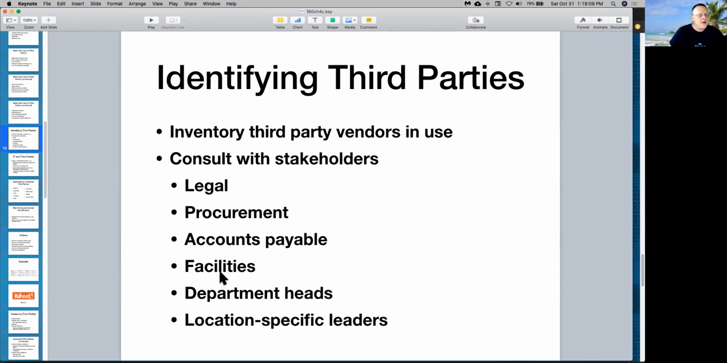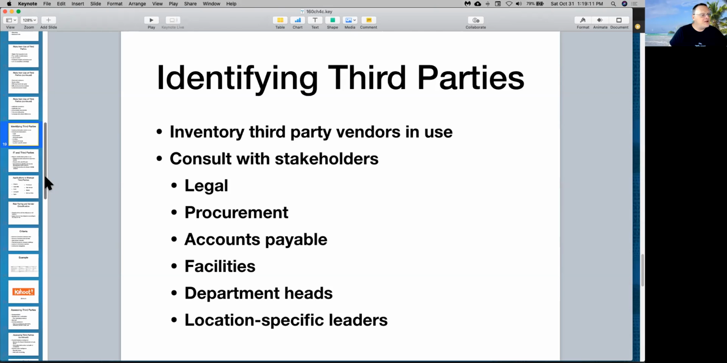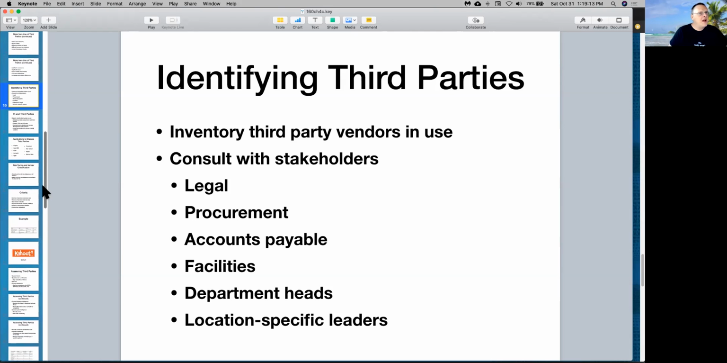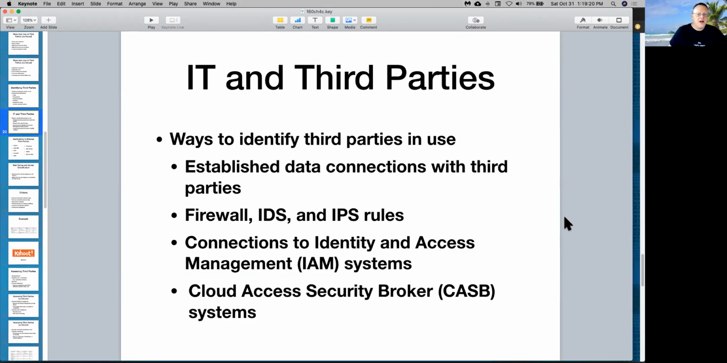Your facilities hires people to come in and clean the place and repair things that are outside people. And even though they may not touch the IT systems, they're coming in the buildings and they represent some degree of risk. Your IT is often a place you go because this is where you'll find all the cloud services. And so you can look for data connections. You can look in the firewall and see if we have persistent network connections to other companies. That would indicate we're sending data there.